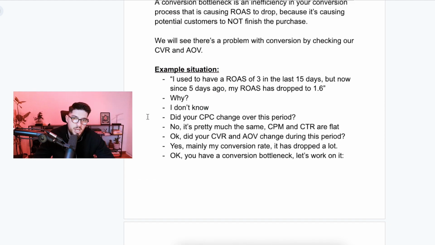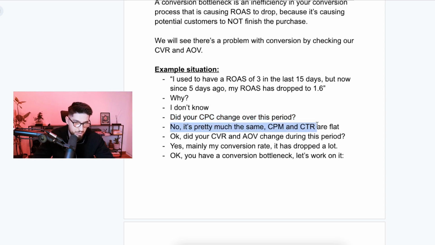Example situation to make things easier. Client comes to me: I used to have a ROAS of 3 in the last 15 days, but since 5 days ago, my ROAS has dropped to 1.6. For 5 days, every single day, 1.5, 1.6, 1.7, 1.5, 1.6, 1.7, 1.6. Okay. And I ask why. They say, I don't know. I said, did your CPC change over this period?